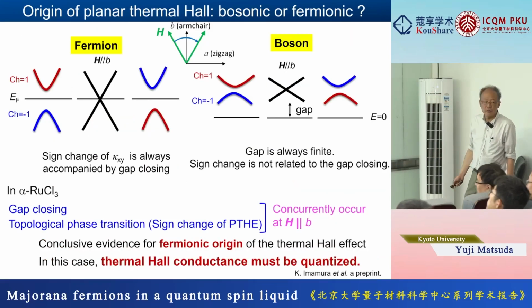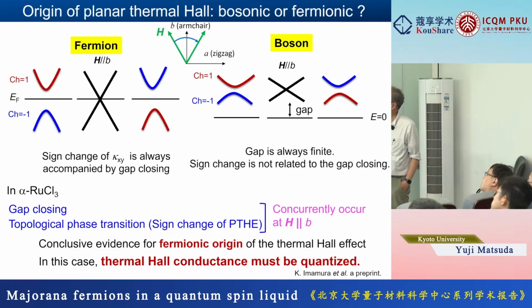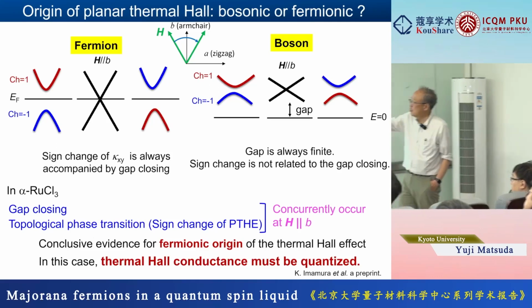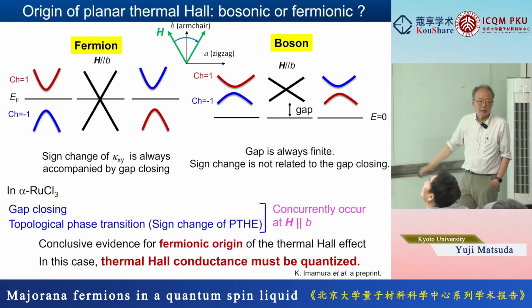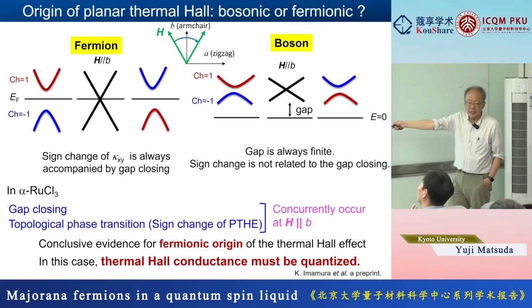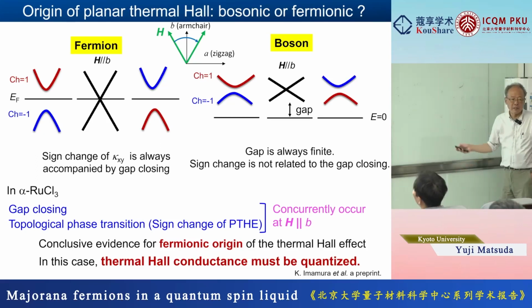Okay, let me consider two scenarios: the fermion case and the boson case. In the fermion case, the topological band is above and below the Fermi energy, because fermions always have a Fermi energy. So when the thermal Hall sign change occurs and band crossing occurs, the band crossing should occur at the Fermi energy. So the sign change of kappa xy is always accompanied by gap closing for the fermion case. But this is quite a general argument.